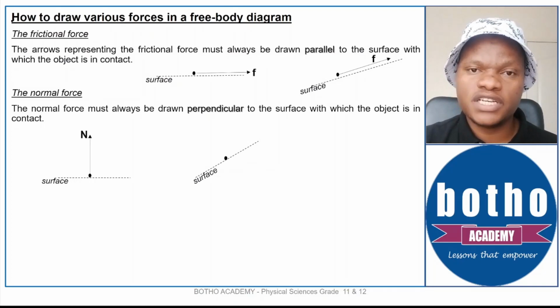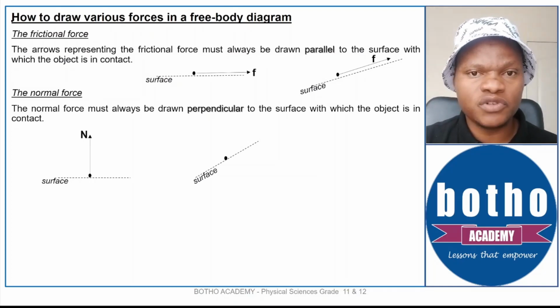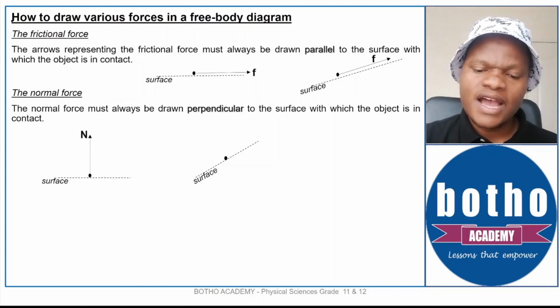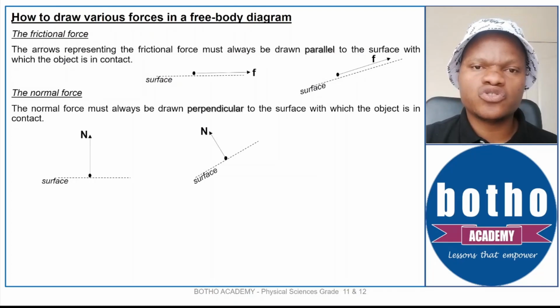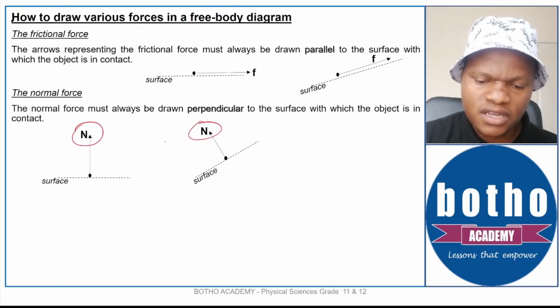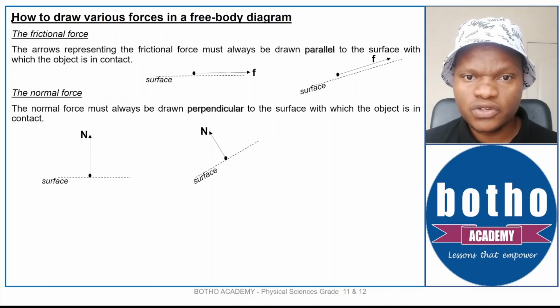Again, if you have an object sitting on an inclined surface, meaning there's an angle between the surface and the horizontal lines of your book, in this case, if you look at this one, again, the normal force has to be drawn perpendicular to the surface. If you look at these two normal forces, you can see the direction is not the same, because the orientation of the slope is also different.